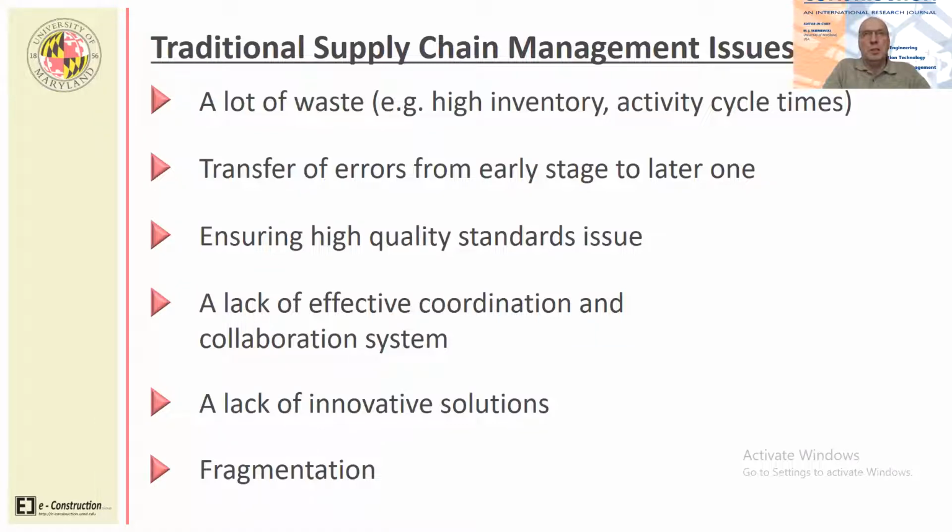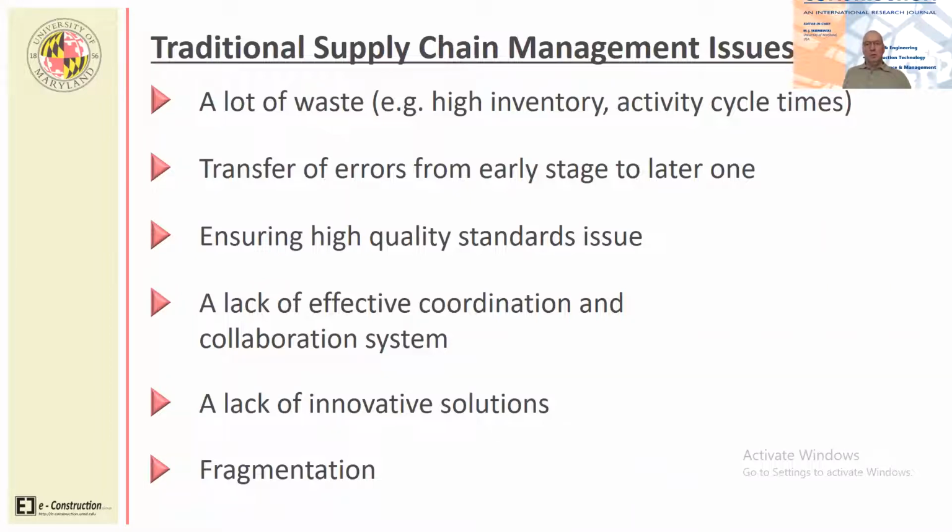Because it's such a convoluted process and so many disjointed activities by so many multiple parties, we have a number of miscommunications resulting in errors in planning, design, and then the execution of construction stage of the process. So we have, unfortunately, the transfer of these errors from the early stages of the supply chains to later stages. And we have to worry about how these errors propagate throughout the entire process.